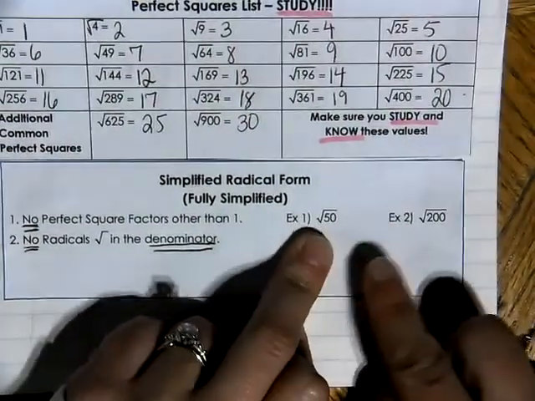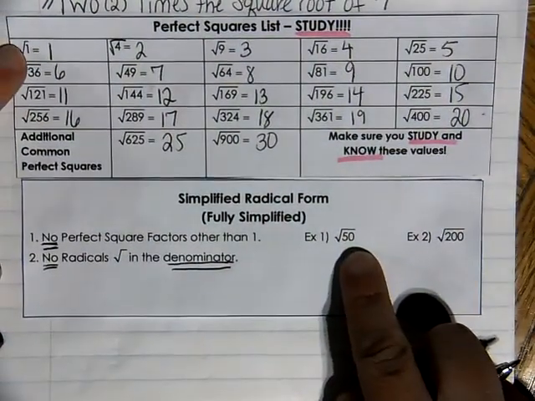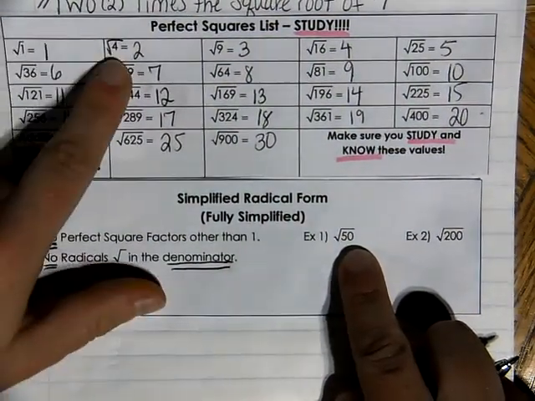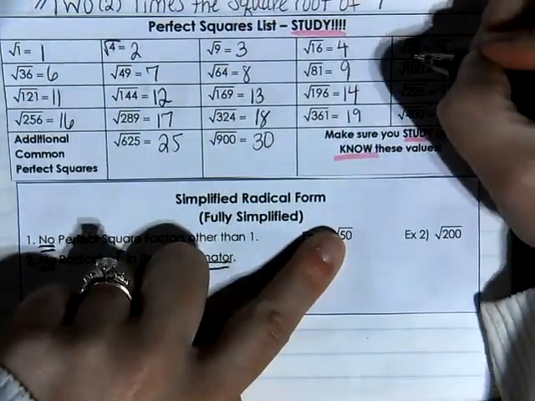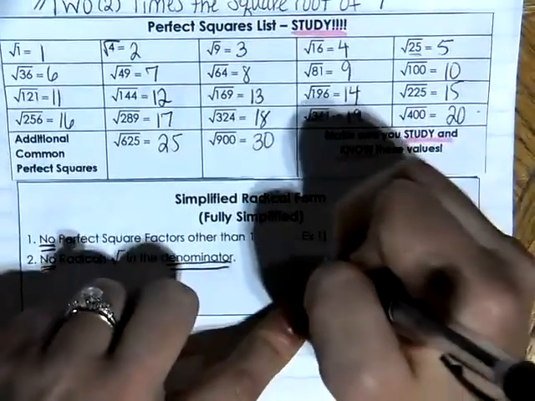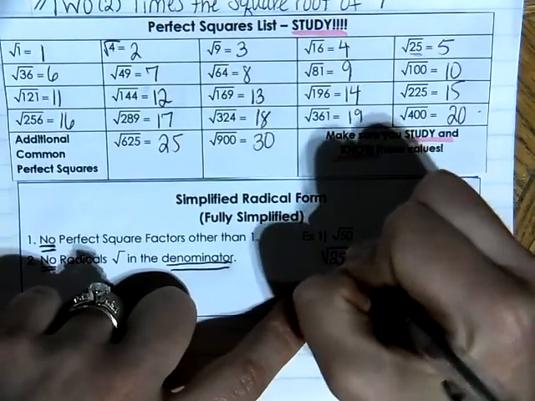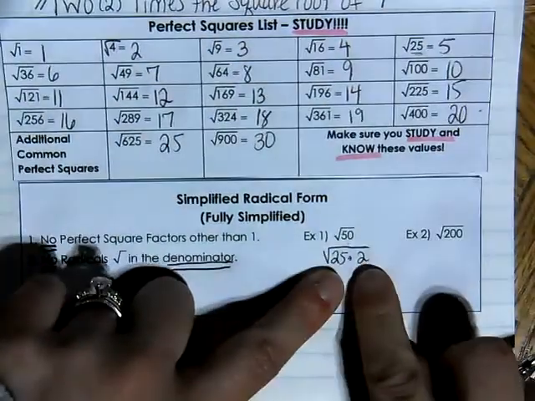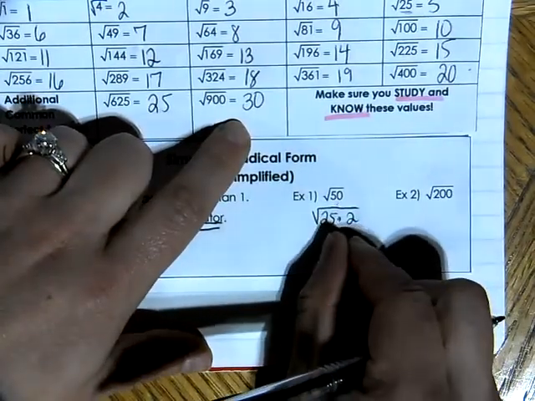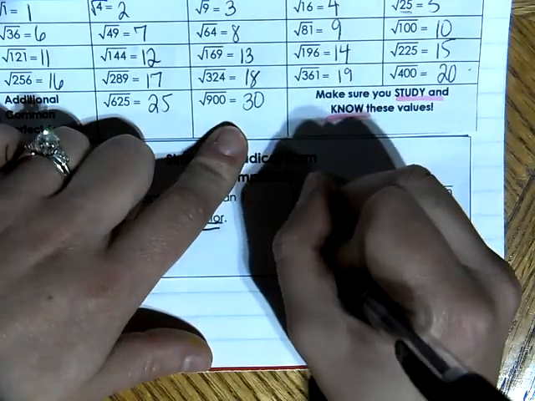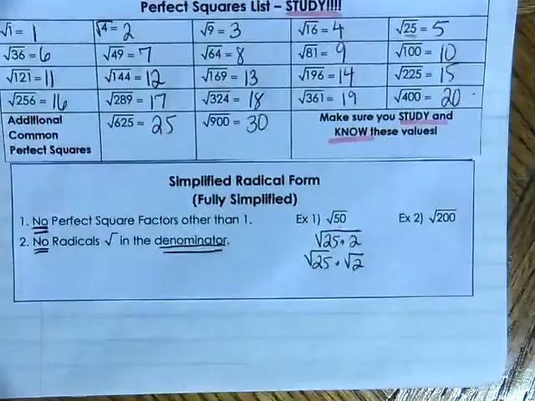We want to simplify the square root of 50. So what we want to do is look for, does there exist a perfect square number that can go into 50? Well, 25. I know that 50 can be rewritten as the square root of 25 times 2. 25 times 2 is 50. I can split apart that square root into the square root of 25 times the square root of 2.